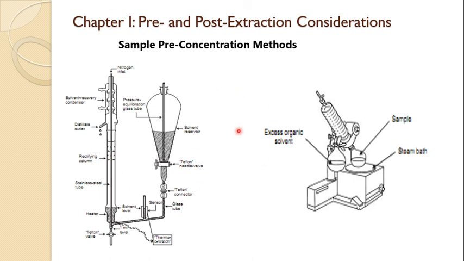In this automated evaporation concentration unit, the solvent reservoir is placed here. Then this is the Teflon, and from this we can collect. Here is the heater, and this is the distillation outlet, where we have to collect the sample. Here is the nitrogen inlet, and most of the time the rotary evaporator is used for pre-concentration of the sample.